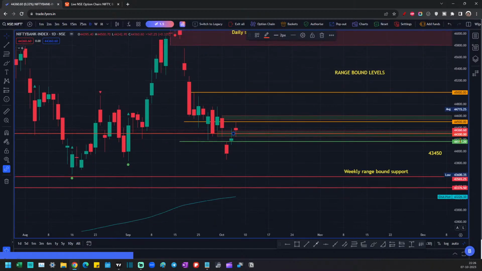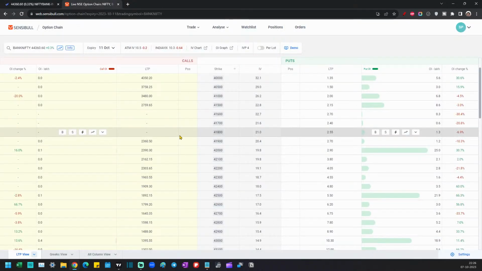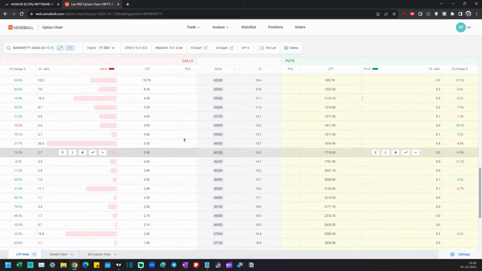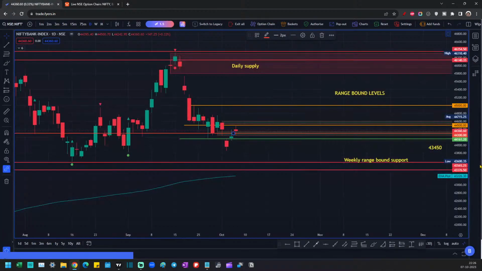Imagine 42,000 is 2,000 points away from the current price, which is over here. So this is the highest put writing that is happening. If I go over and see the highest put writing after this level, that is going to be 46,000. 46,000 is way over here at the top, very close to the supply.